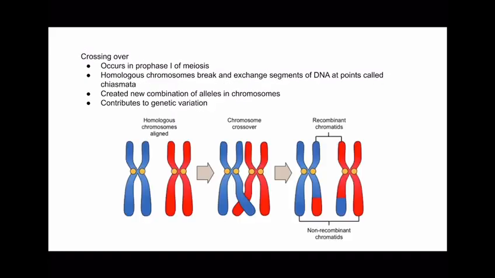So here we have crossing over. Crossing over is a process that occurs during meiosis, where sections of homologous chromosomes break and exchange segments of DNA. The point where homologous chromosomes exchange segments of DNA is called chiasmata, and this leads to the creation of new combinations of alleles on each chromosome, resulting in genetic diversity in offspring. The process occurs during prophase 1 of meiosis and is influenced by factors such as the distance between genes on the chromosomes and the presence of chiasmata.